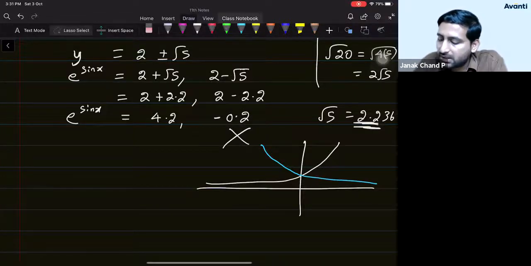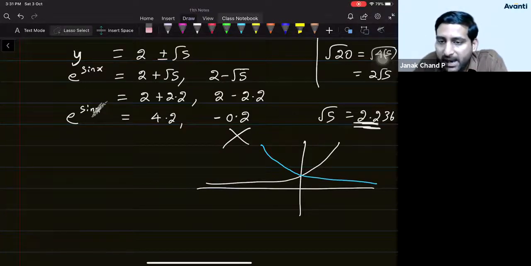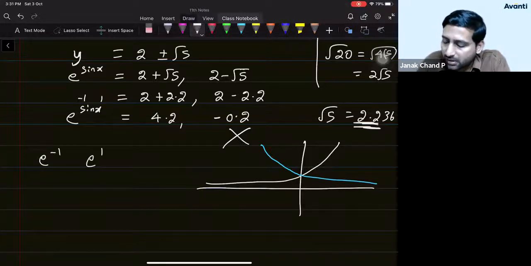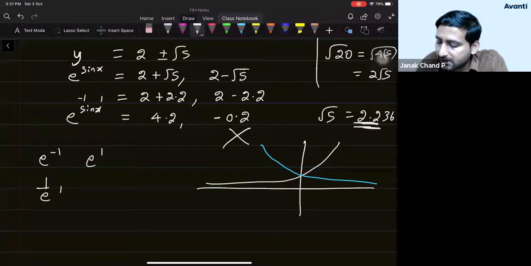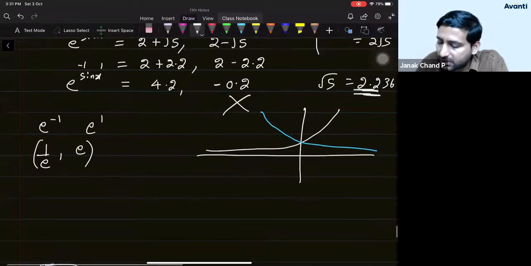Not only that, student, even this first thing is not possible. Why is it not possible? No matter what value of x you put here, the value of sin x will always lie between -1 and +1, right? So let us see the extreme values of this: e to the power of -1 and e to the power of +1. Now e to the power of -1 is 1 by e, and e to the power of +1 is this. e is roughly 2.7.